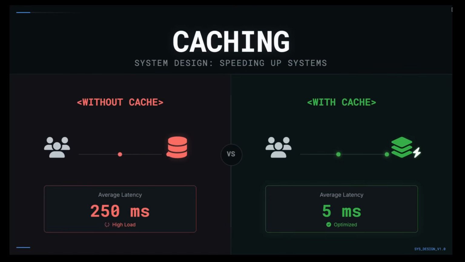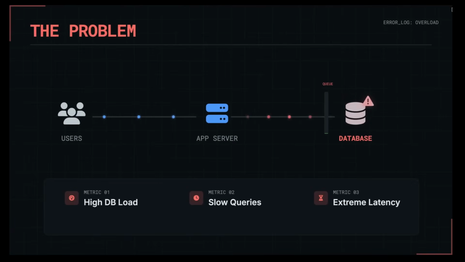So let's start by understanding the database bottleneck first. What is the problem actually? For example, a user sends a request to the application and the application queries the database. Then the database returns the result. This is a general flow.